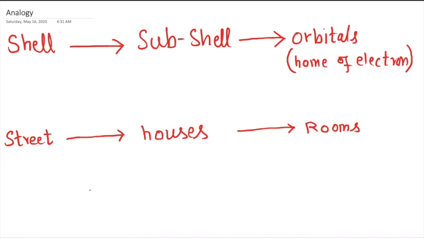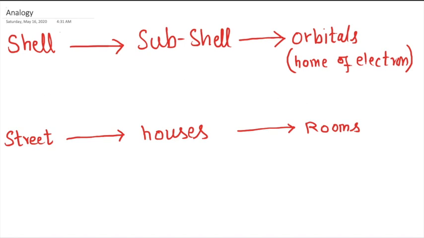Just like the street, inside the street there are houses, and inside the houses there are rooms. So a street is just like a shell, a house is just like a subshell, a room is just like an orbital. In an orbital, electrons reside. In a room, people reside. So this is the analogy to understand the shell, subshell and orbital.